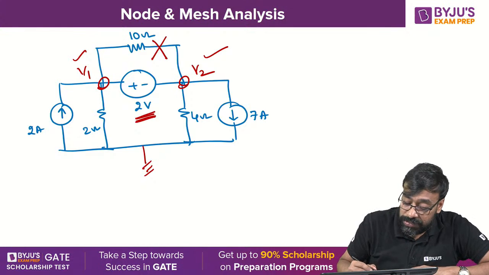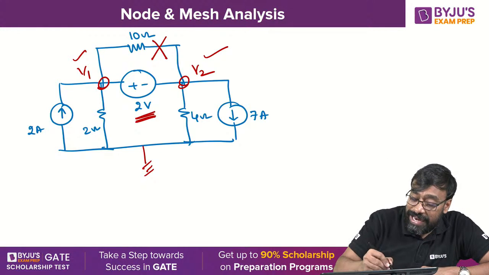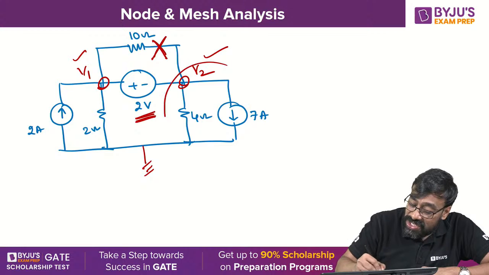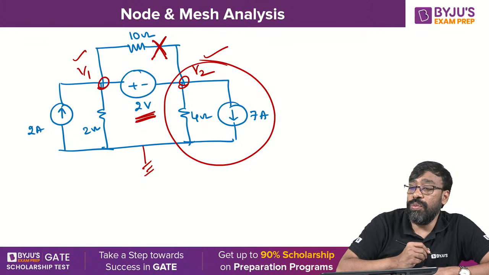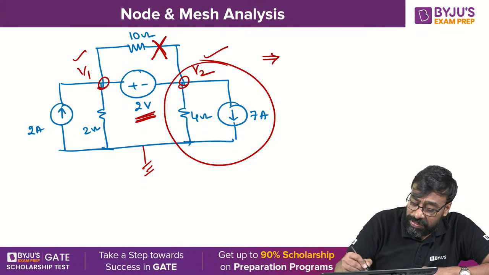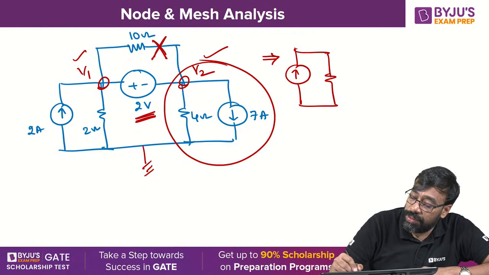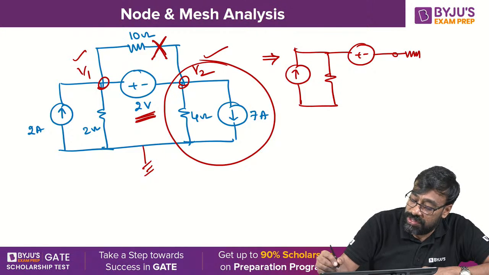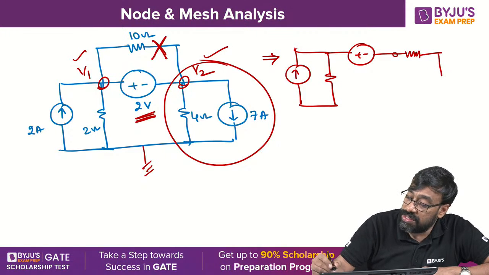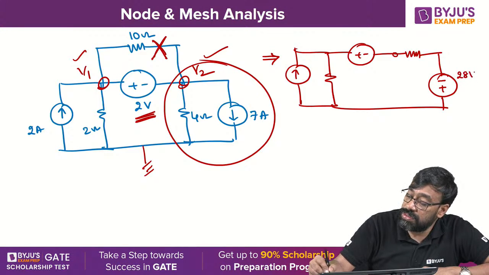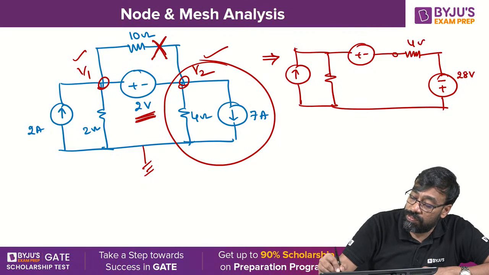Look at this now. I can neglect this element and I can transform the current source into a voltage source. Finally, the network will become very simple. After transformation, this is going to be 4 ohm and this is going to be minus plus. This is 28 volts and this is 4 ohm.